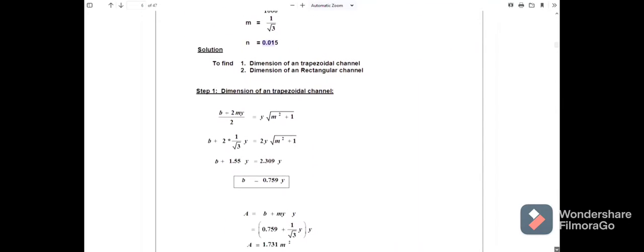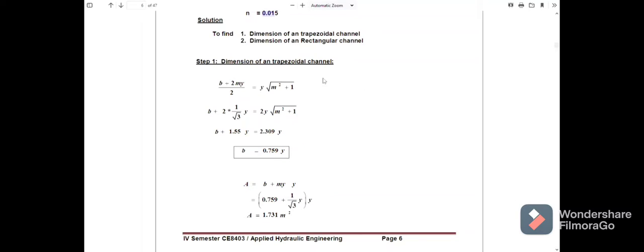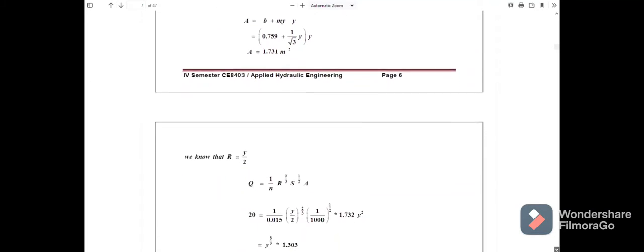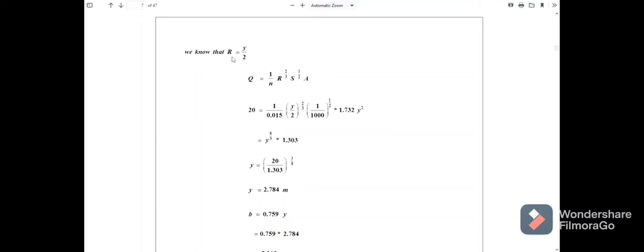Dimension of trapezoidal channel, here the wetted perimeter and the width or breadth are very important. R is the hydraulic radius equal to y by 2. Q equals 1 by n, R to the power 2/3, S to the power half, into A. A is the cross-sectional area.